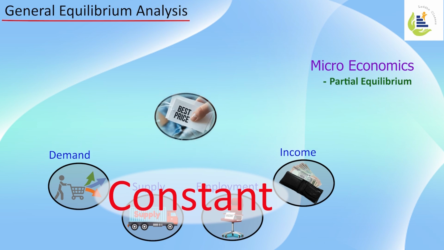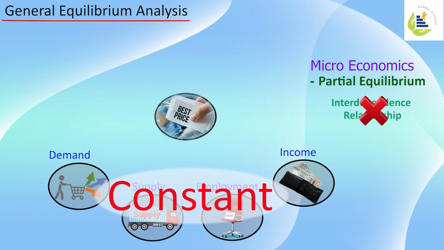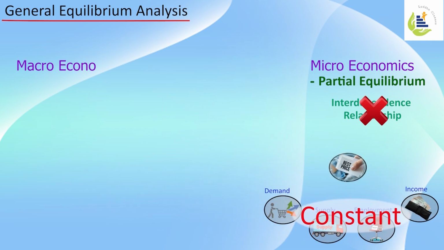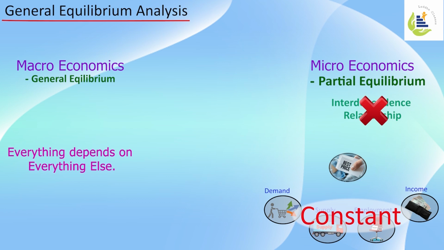And that's where in microeconomics, we don't try to understand the interdependence, the relationship between the multiple variables. We try to understand only one variable at a time, keeping other variables constant. That is partial equilibrium. On the contrary, exactly opposite, in macroeconomics, general equilibrium is basically a concept that everything depends on everything else.